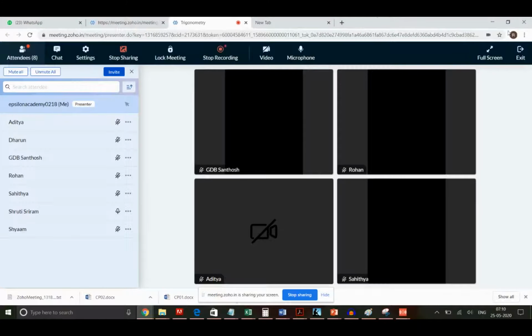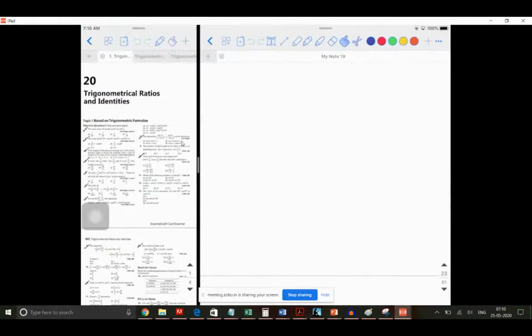So I'm showing my screen. Rohan, can you unmute yourself? Yes, sir. The question is sin 10 degrees, sin 30, sin 50 degrees, and sin 70 degrees, right? What were you saying? Sin 30 we can leave as it is, since sin 30 is a known value. I'll write it as half. Then what did you want to combine?